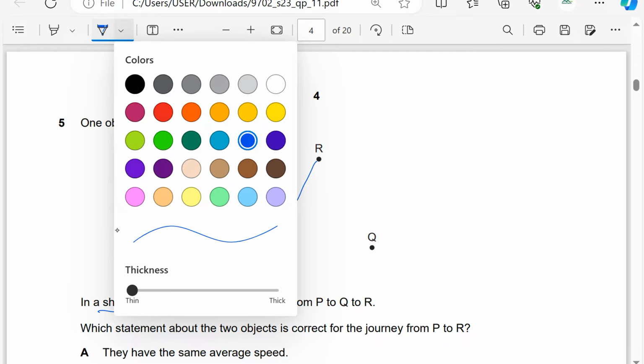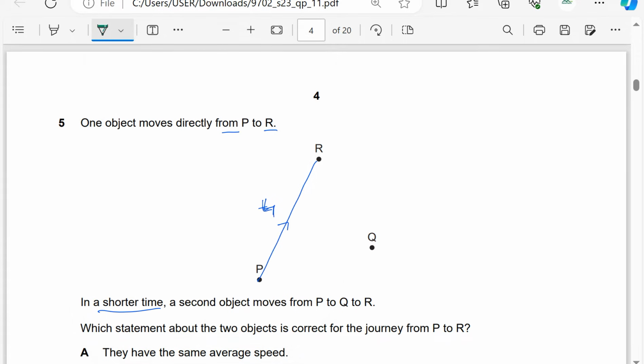In a shorter time, a second object moves from P to Q to R. So I'll change the color here. So another object follows P to Q and then to R. Let's say this time is T2, and we are saying in a shorter time. So that means T2 is less than T1. Because PR is smaller than PQR, most likely it was moving faster along PQ. The second object was moving faster.